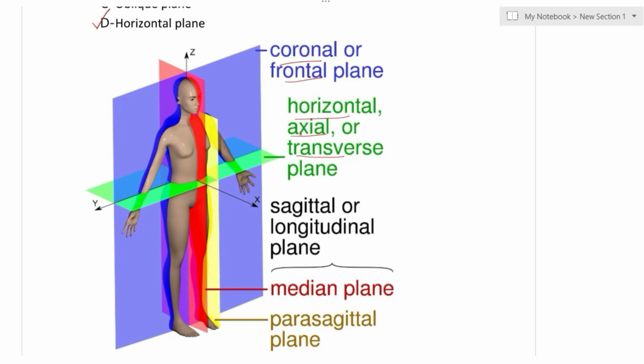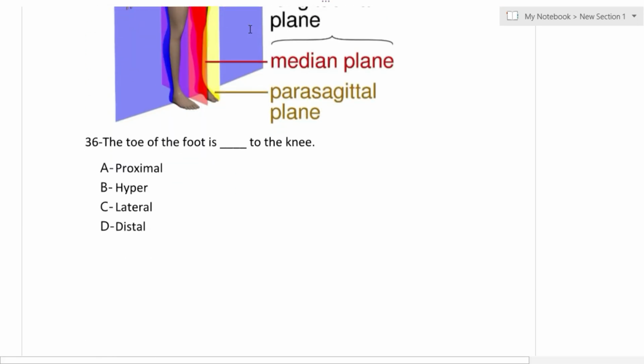In the sagittal plane there is a mid sagittal plane as well as a parasagittal plane. Mid sagittal plane will divide the body into equal right and left half, but parasagittal plane will divide the body into unequal right and left half. So sagittal is of two types, mid sagittal and parasagittal. The red colored one is the median plane.